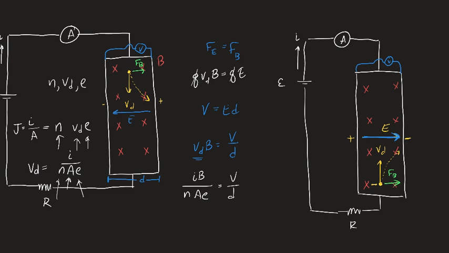Now, this is what I want you to pay attention to. A is the cross-sectional area of this strip here. If you were to have some extension, it would be the area of this side. That's what A represents, the cross-sectional area.